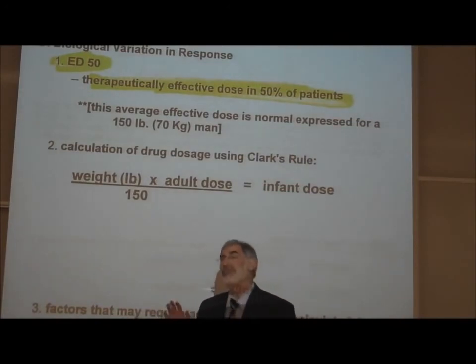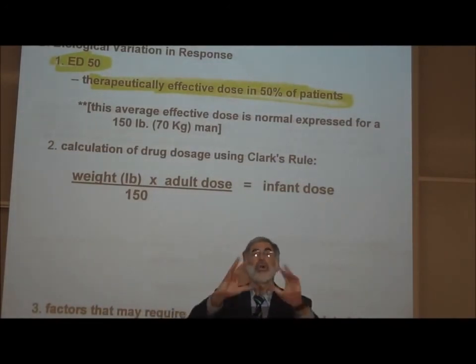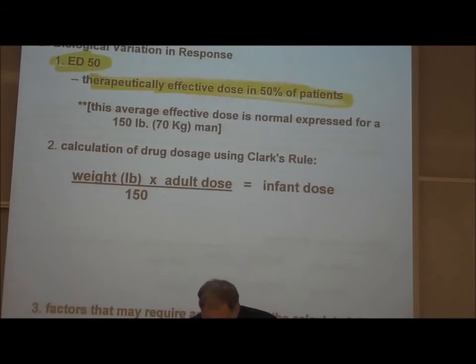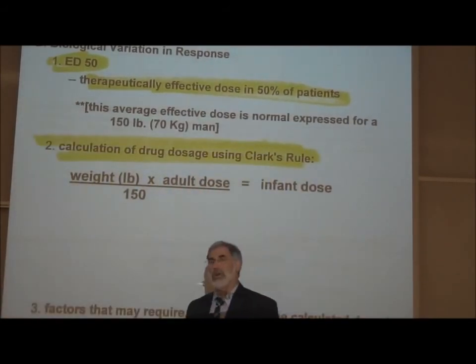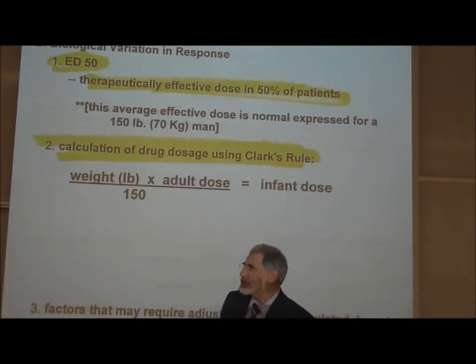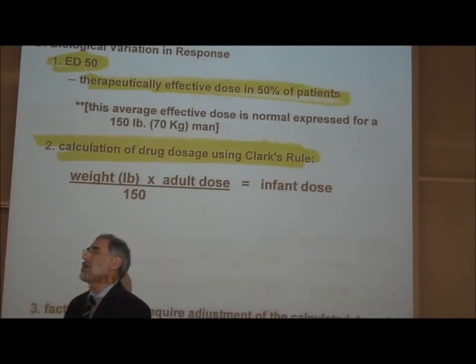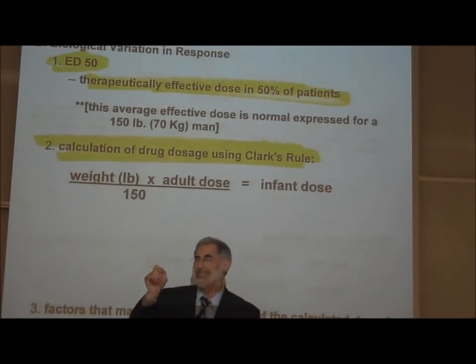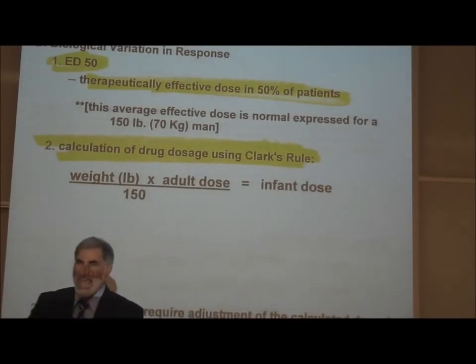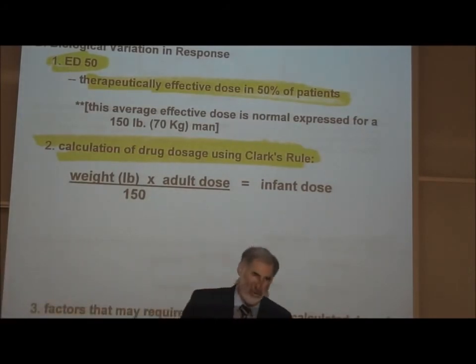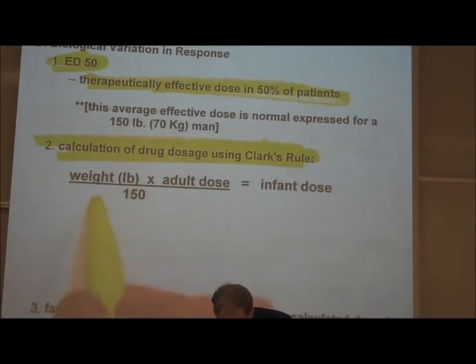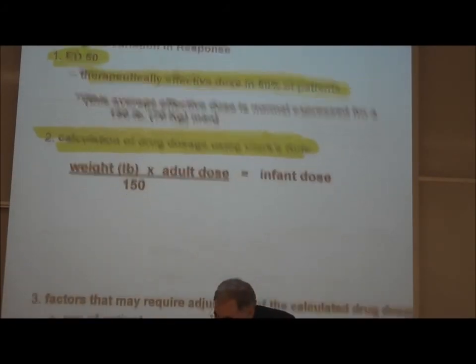There are many formulas to adjust drug dose. One of the most common formulas, the only one I'm going to ask you to know, is called Clark's rule. Clark's rule is where you adjust the dosage based on weight. There are other formulas that adjust the dose based on age, gender, or even surface area, which is actually the most accurate. All right, so let's show you how this works.